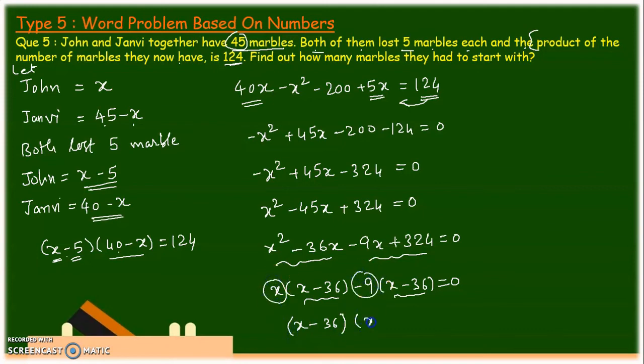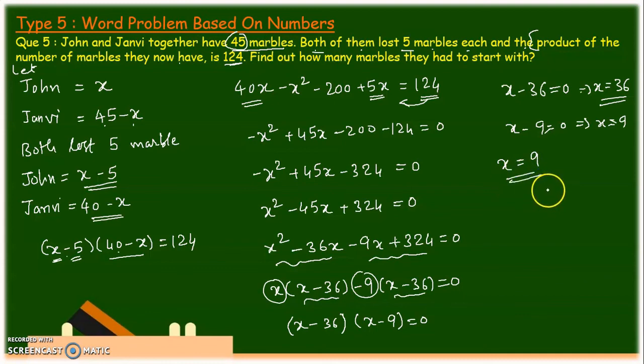x minus 9 equal to 0. So if you compare this x minus 36 equal to 0, we will get x equal to 36. And if you compare this x minus 9 equal to 0, we will get x equal to plus 9. So if you take x equal to 9, it means John will have 9 marbles and Janvi will have 45 minus 9, that will be equal to 36 marbles. So this is one possible case.